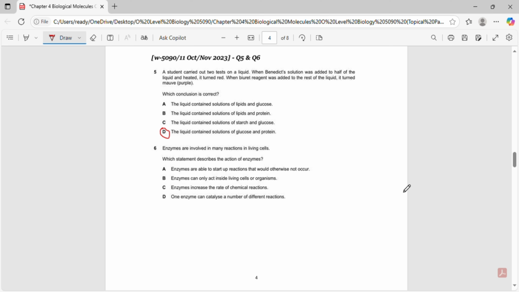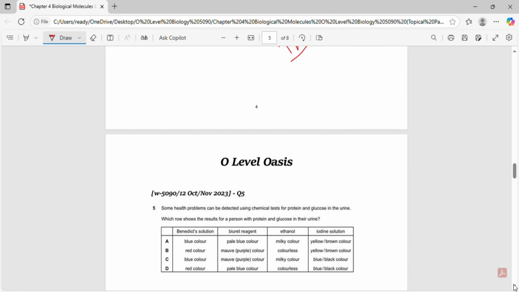Moving on to the next question, it asks about enzymes, which are involved in many reactions in living cells. Which statement describes the action of enzymes? Well, enzymes are biological catalysts. They increase the rate of biochemical reactions by lowering the activation energy required, and they are not used up in the reaction. So the correct answer here is option C, which says that enzymes increase the rate of chemical reactions. This ties directly back to our study of biological molecules, because enzymes themselves are proteins. That's a crucial point. When you see the word proteins highlighted in your notes or on a diagram, remember that enzymes are a vital class of proteins that carry out essential roles in the cell by speeding up life-sustaining reactions.